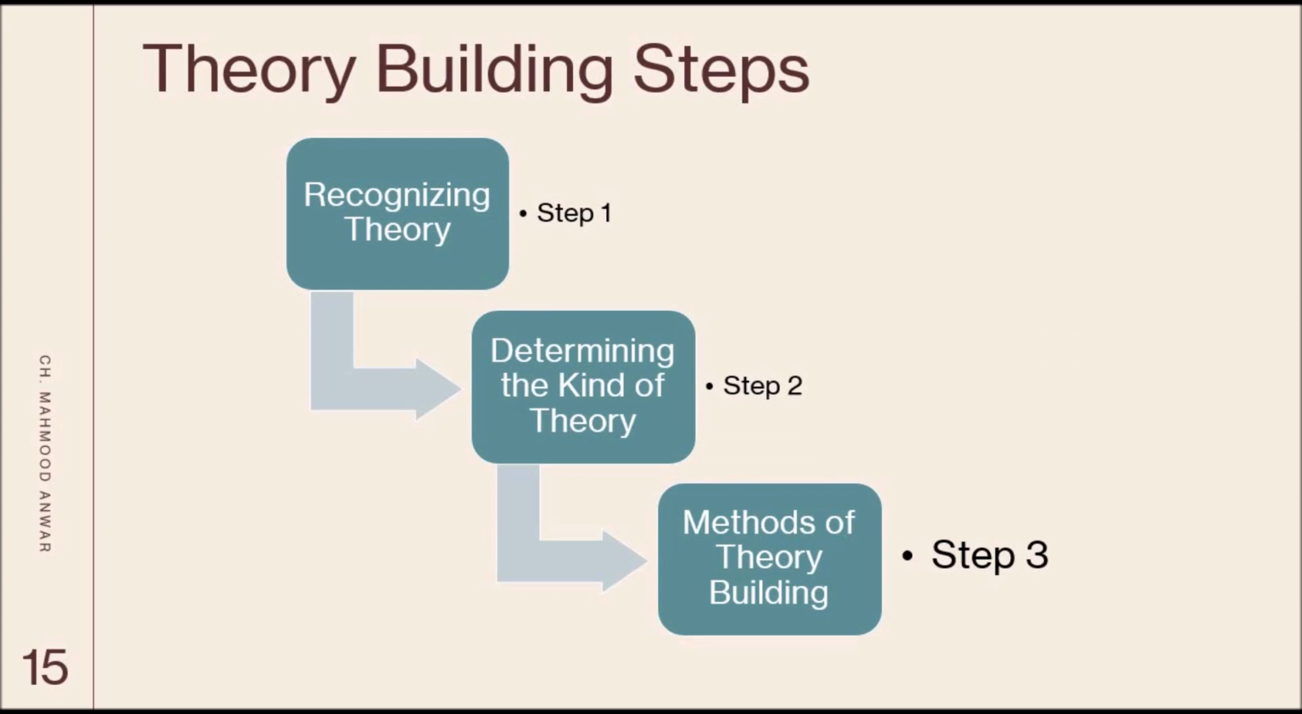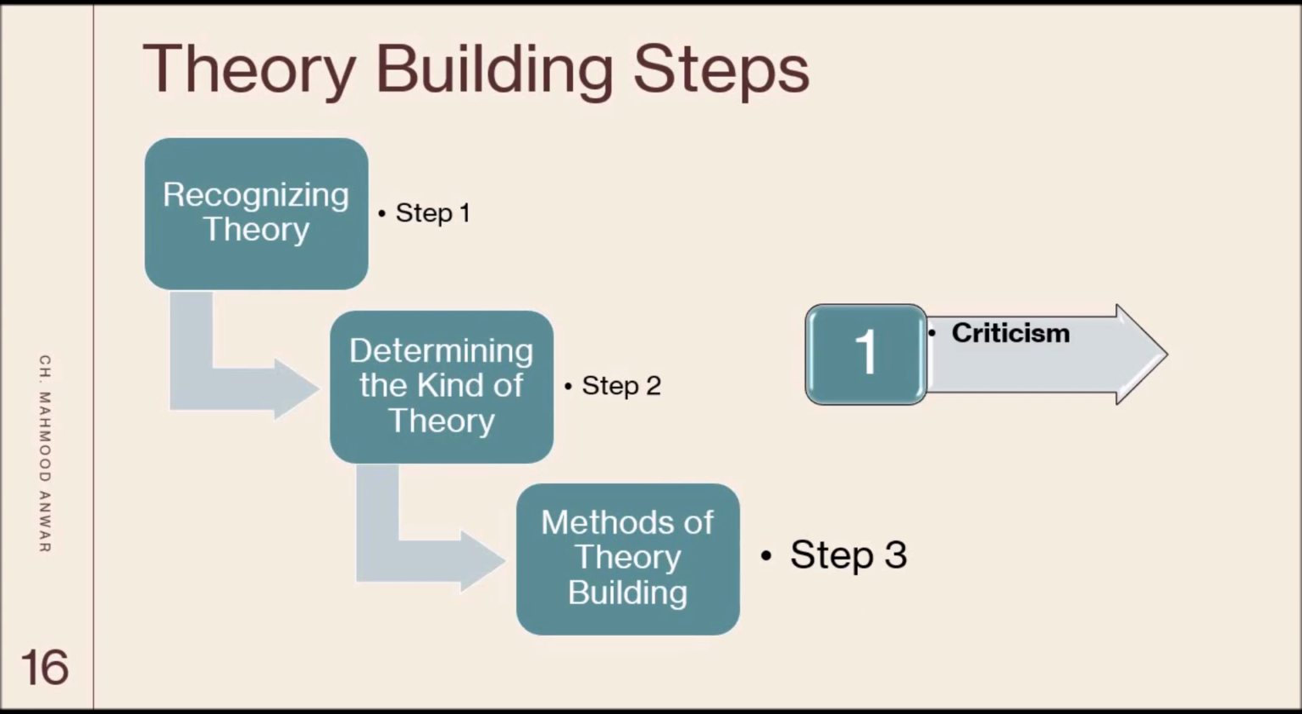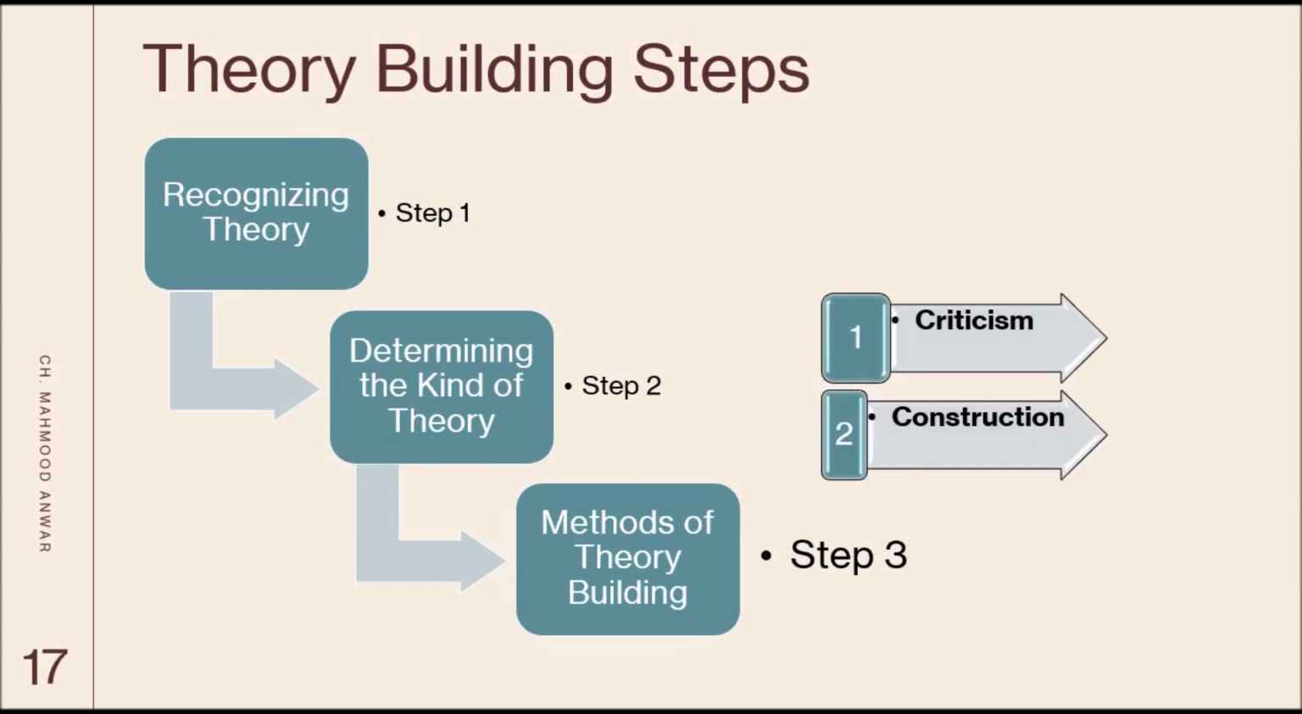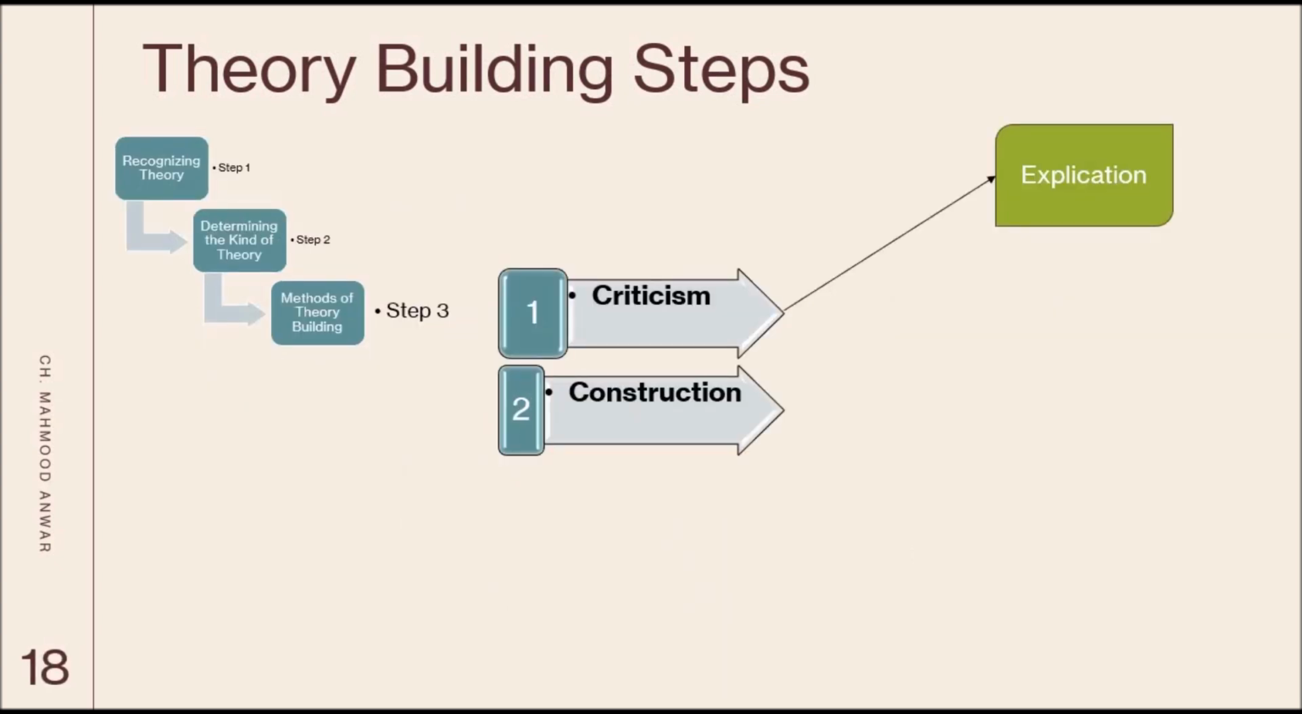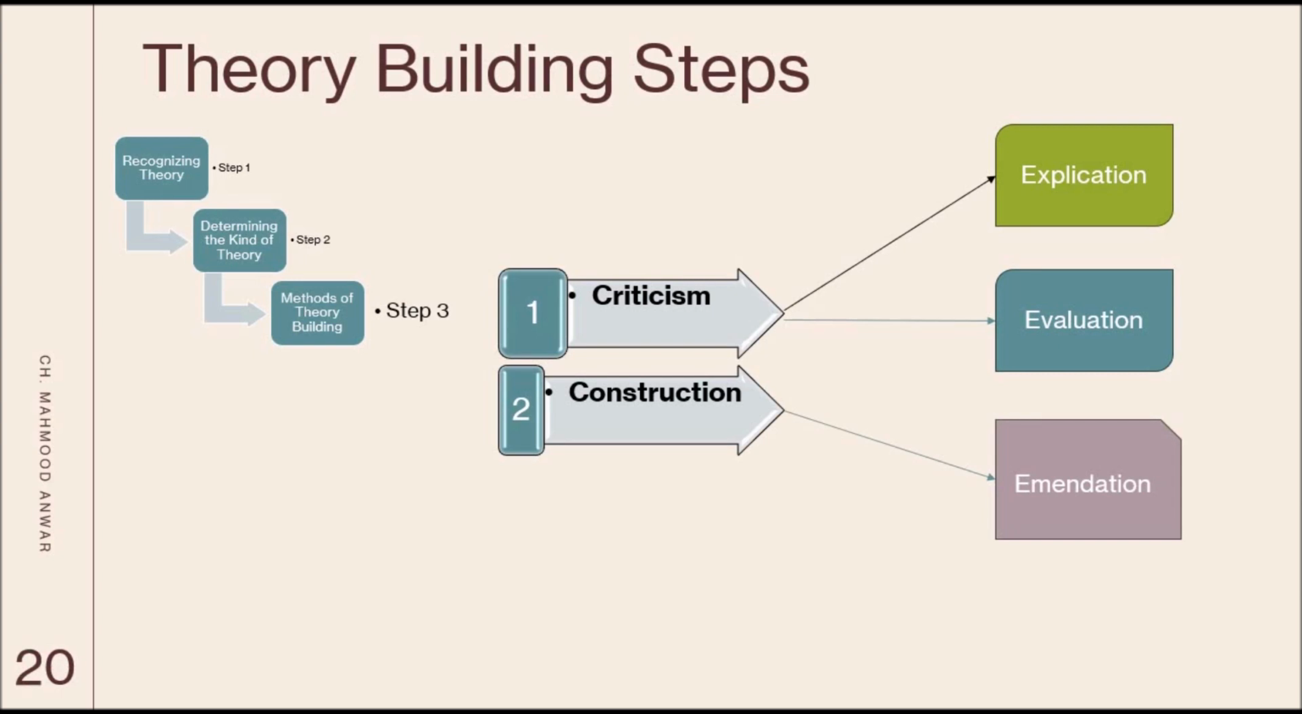Now we are going towards the third step of theory building process. The third step is methods of theory building. In this step, you will apply various methods to build your theory. So the first method is criticism and second method is construction. Criticism has been subdivided into two methods. One is explication and second is evaluation. Similarly, construction has been divided into two sub-methods. Number 1 is emendation and number 2 is extension.